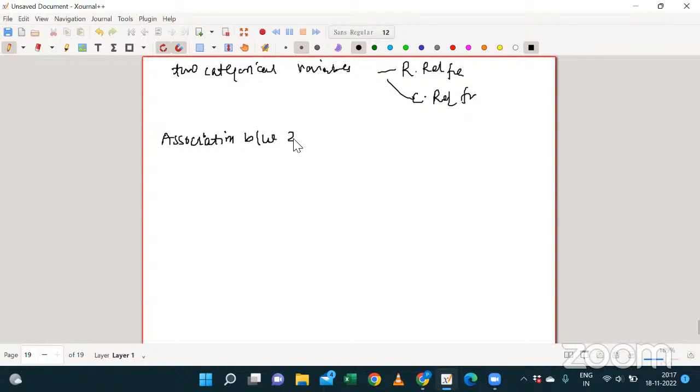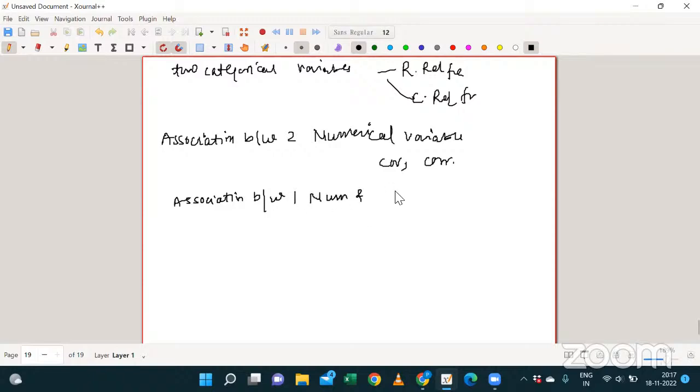Suppose I need to find the association between two numerical variables. Which method can I apply? Covariance or correlation coefficient. And association between one numerical and one categorical variable? Point biserial. Point biserial. Okay, that's all.